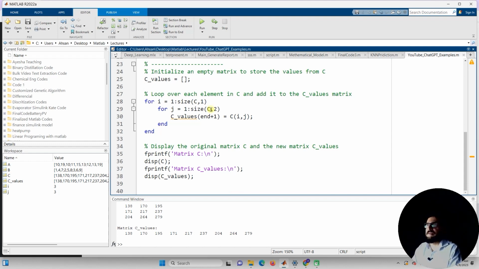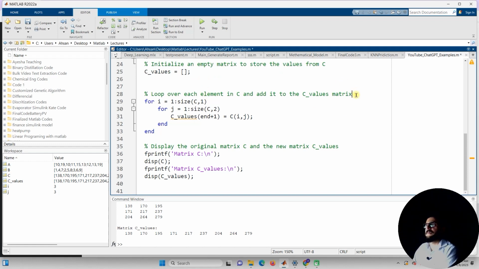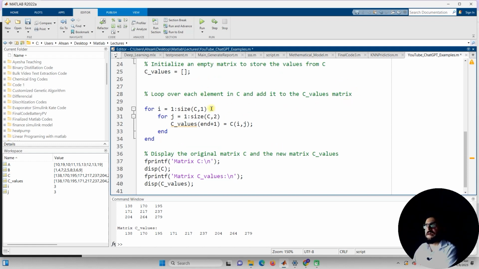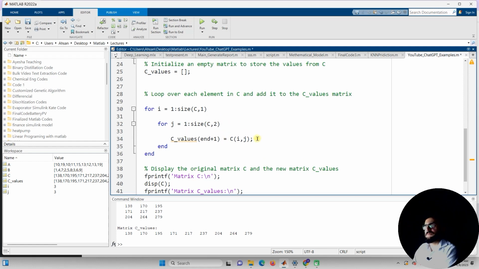That's amazing. Let me break down this code for you. First, we defined the empty value, the way we will store our transformed value. Then we have an empty matrix where we will store the transformed values. And then we have for loops. This is quite basic.